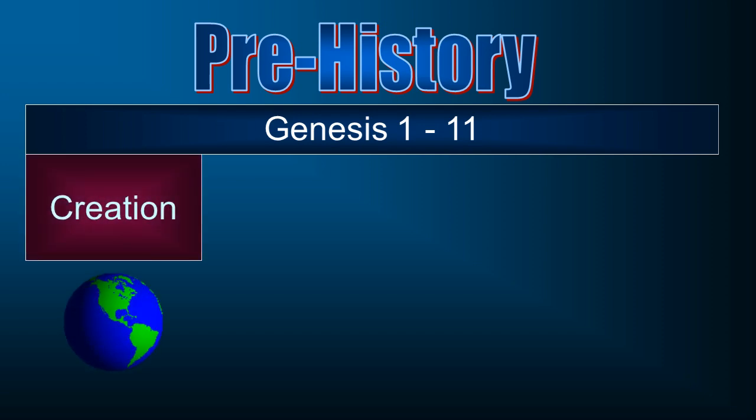We begin with the creation story. That's in chapters 1 and 2. We have two different accounts of creation in the same way that the New Testament gives us four different accounts in Matthew, Mark, Luke, and John of the life of Christ. Well, we have two different creation accounts. They are complementary. They tell different aspects of the same story.